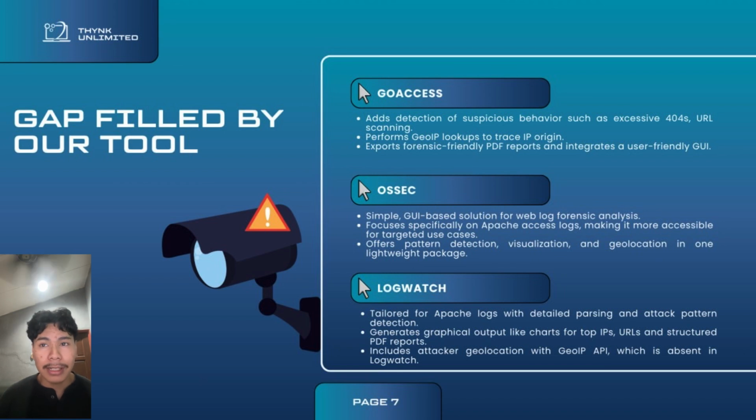So we try to add detection of suspicious behavior for GoAccess, and also perform a GeoIP lookup if there's an intruder. For OSSEC, we try to make a very simple GeoIP detection solution. For Logwatch, we try to generate a PDF report and also include the GeoIP with a GeoIP API.